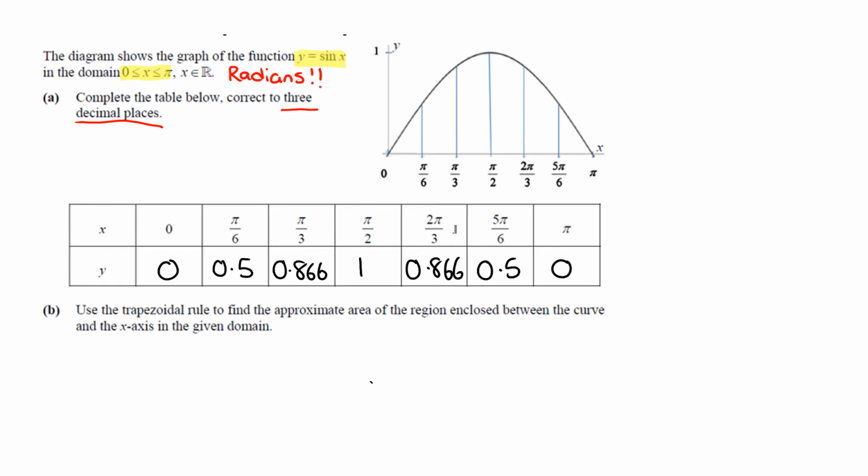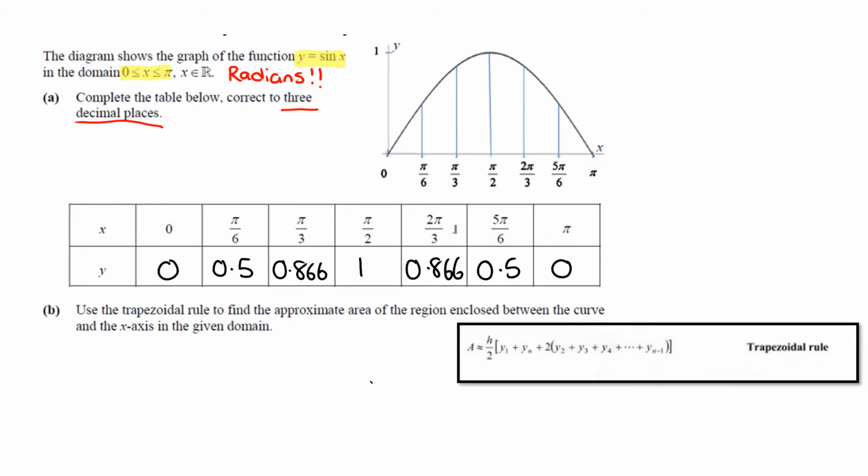It then asks us to use the trapezoidal rule. So here's our trapezoidal rule from our log tables, and that is the area is approximately equal to h. Now what h is, I have in the diagram there from our log tables, but h is basically these distances here. So that's h. They're all h. Now the easiest one to spot the h is the first one, because it goes from 0 to pi over 6. So what we end up with is h is pi over 6 all over 2.